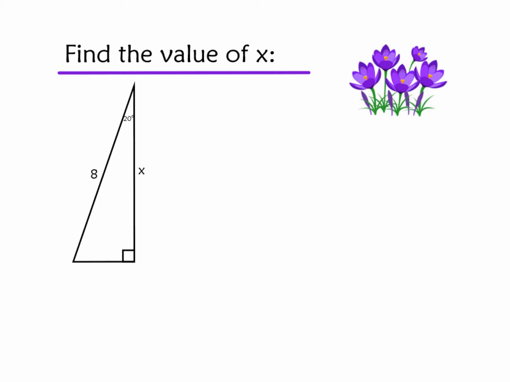Okay, here's our next problem. That 20 is teeny tiny there, but this is a 20-degree angle here. I have an adjacent and I have a hypotenuse, so that again is cosine. So we have the cosine of 20 is equivalent to adjacent over hypotenuse. So that's going to be x over 8. To get x by itself, I just need to multiply both sides by 8. So I have x is equal to 8 times the cosine of 20. Go ahead and type that in. And I get x is equal to 7.5.